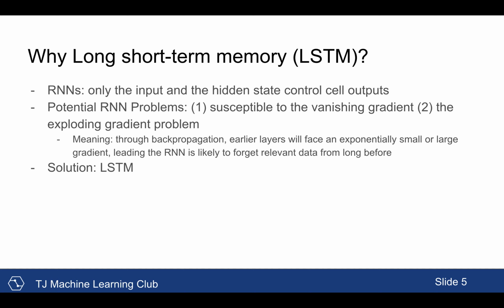Even though regular RNNs are great and have a lot of uses, they're also susceptible to the vanishing gradient and the exploding gradient problem. This means that through backpropagation, earlier layers either face an exponentially small or exponentially large gradient. As a result, in sequences of data, at the current time t, the RNN is likely to forget relevant data from long before. That's why we turn towards the LSTM, long short-term memory, which is a variant of an RNN.